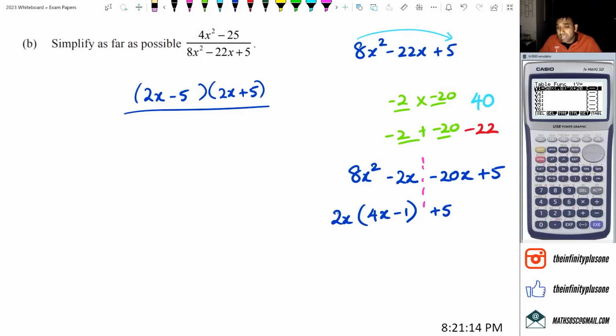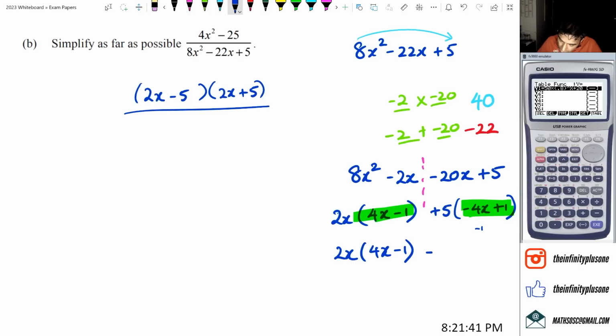Now I'm going to show you this extra step here, because if I take 5 out, I'm going to get negative 4x plus 1. But the problem is I need these two brackets to be the same. So a good tip for you is that if you do end up making a mistake and those two brackets are not the same, you can factorize it further, because in this case I could actually write this as 2x(4x minus 1), and I could take negative 1 as a common factor from here, which means this will become negative 5, this will become positive 4x minus 1.